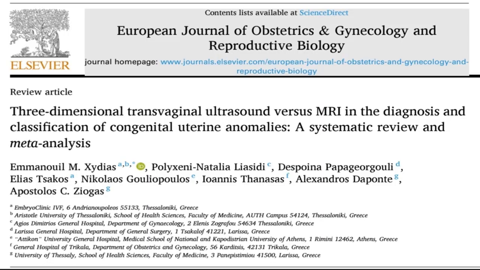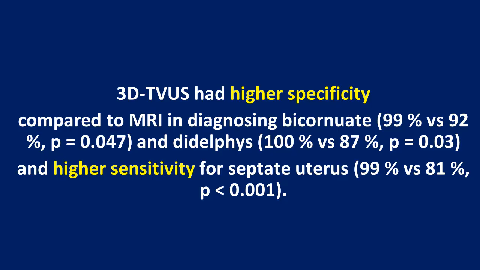Now, there is a very nice paper which compares three-dimensional transvaginal sonography versus MRI in the classification of septate and bicornuate uterus. And what we have observed is that the three-dimensional transvaginal ultrasonography had a higher specificity compared to MRI in diagnosing bicornuate uterus and didelphys uterus. And it has got higher sensitivity for septate uterus also. So with that, we finish the discussion on Mullerian anomalies.